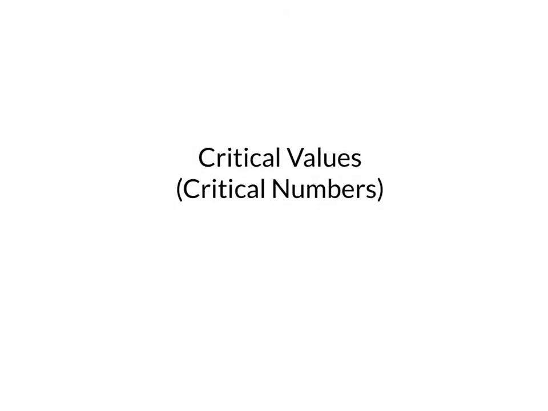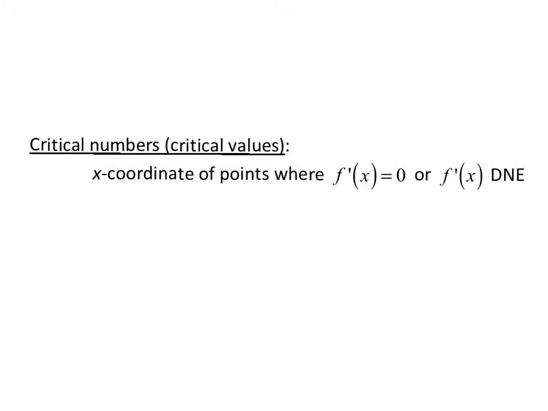We're going to look at finding what is known as a critical value or a critical number. Those are synonyms for each other. So in terms of a definition, critical numbers or critical values are the x-coordinates of all the points where f prime of x is either equal to 0 or f prime of x does not exist.